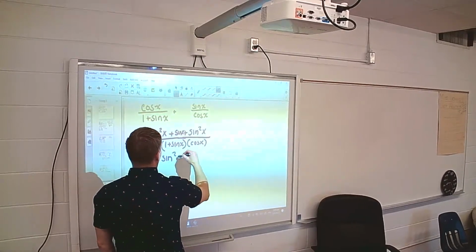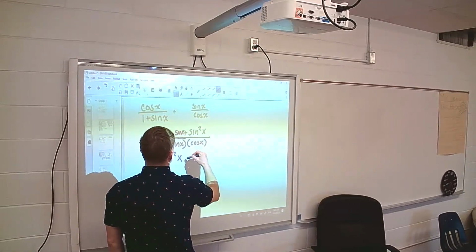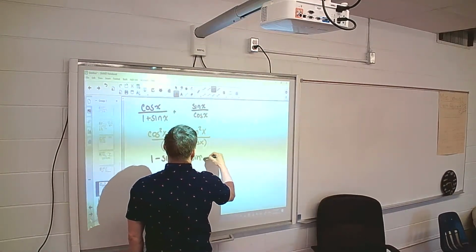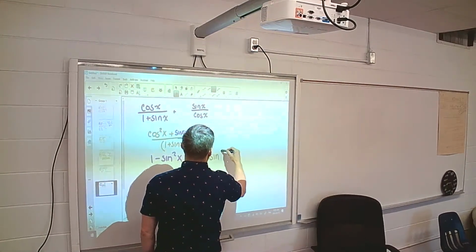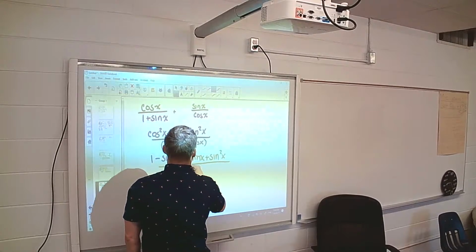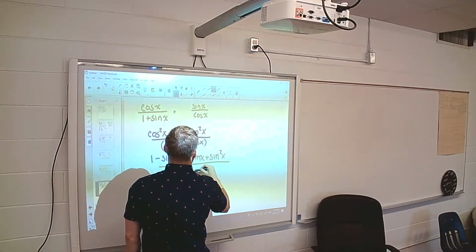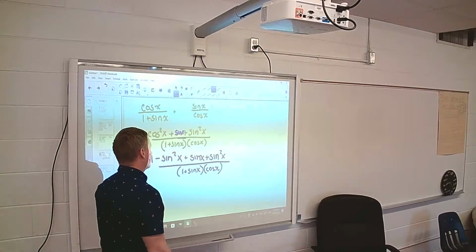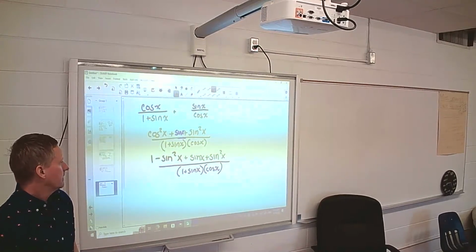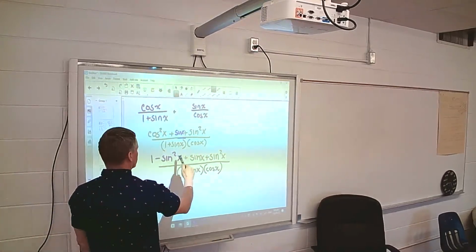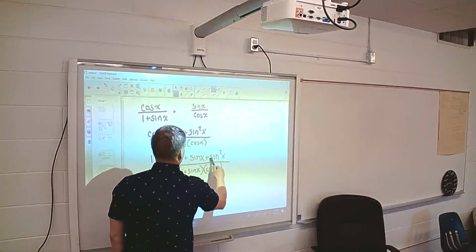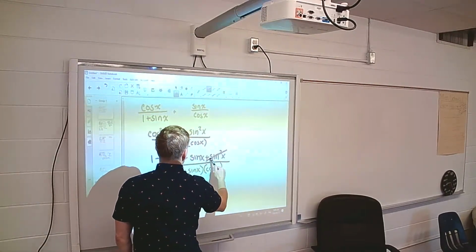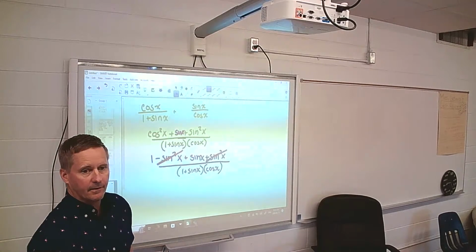So now I have this 1 minus sine squared x. I change that, right? And then I have plus sine x, add sine squared x on top, over 1 plus sine x cos x. Like this. Okay, great. We're gaining. So my sine squareds cancel, do they not? Like that. Red for canceling.